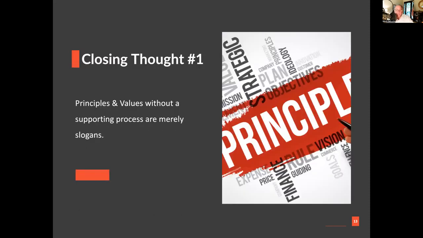Closing thought. And I alluded to this earlier. Principles and values without a supporting process are merely slogans. Slogans. We solve problems at the lowest possible level, says the poster. Yeah, well, you're not giving your employees the ability, the training, the time, the resources to solve problems. How the heck in the world do you think that's going to happen? We believe in career development of our employees, but we don't have a career development process. And nobody in the room has a career development plan. How the heck are you doing this? Is it based on the individual effort of a particular leader to do it with his people or her people? Good luck with that. Okay.